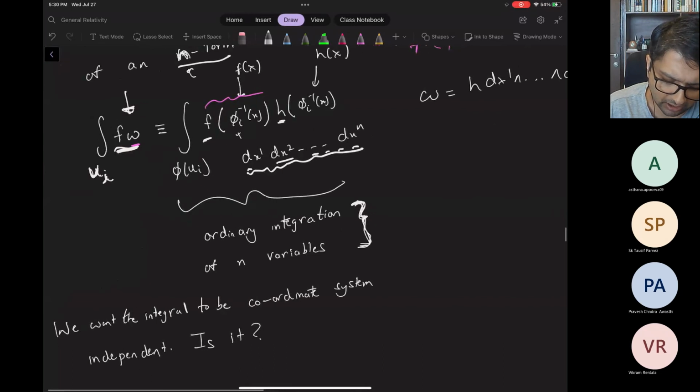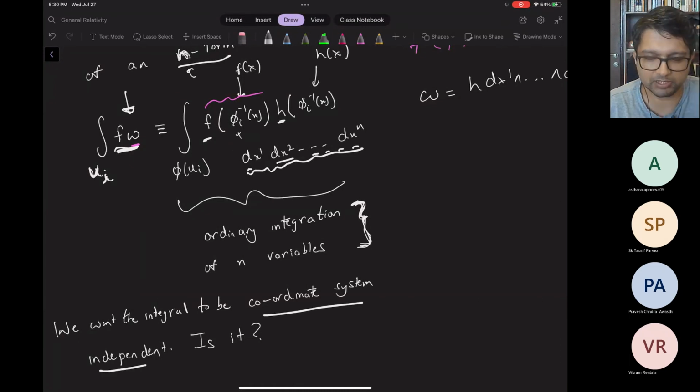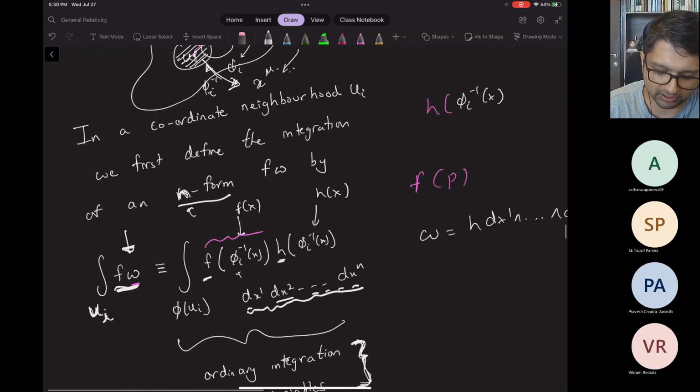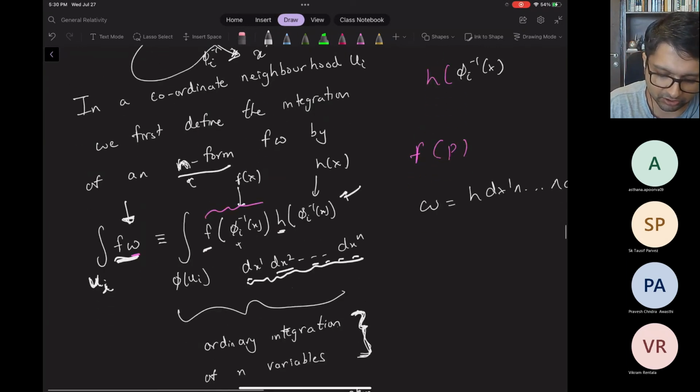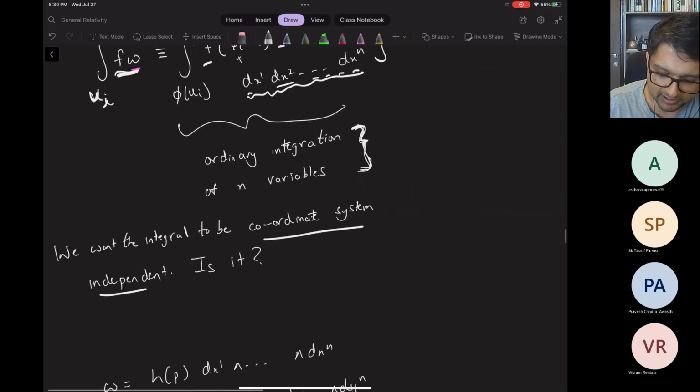Now the key point is that we want the integral to still be coordinate system independent. If we define the integration this way, we've got this extra factor of h, which came from the integration measure. Does this factor of h change things in such a way that the definition becomes coordinate system independent? That's the first question we want to ask. And the answer is surprisingly yes.